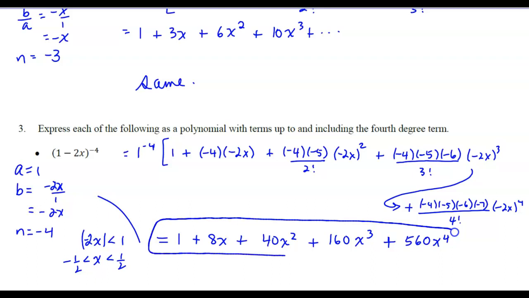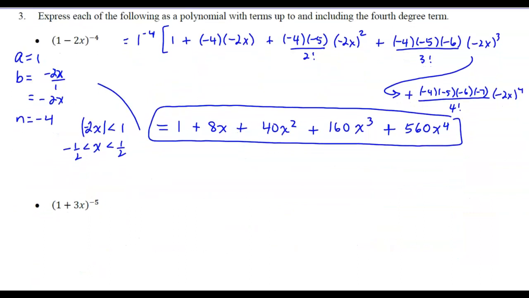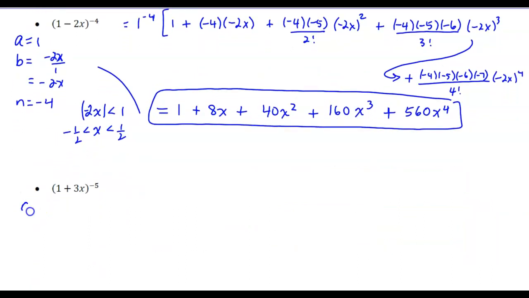Okay, take a look at the next one. Same thing, 1 plus 3x to the negative 5. So your first term is 1, b, that should have been b over a. b over a is 3x, n is negative 5.